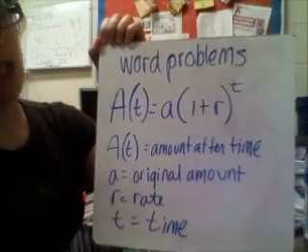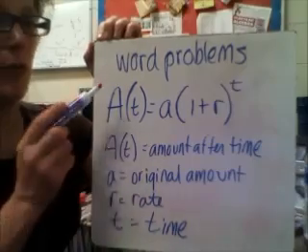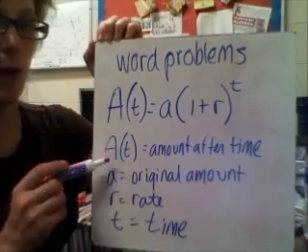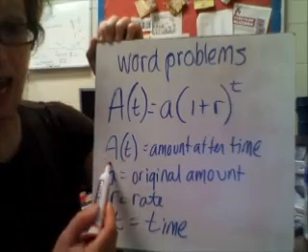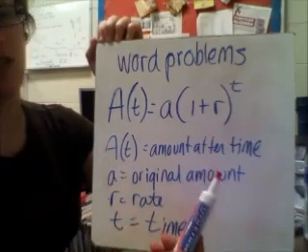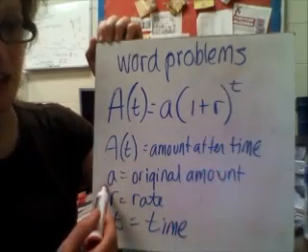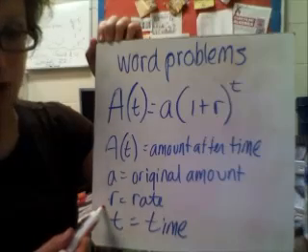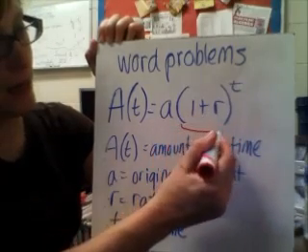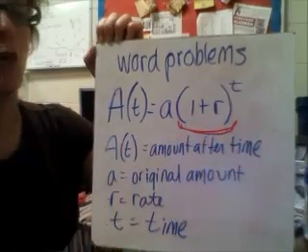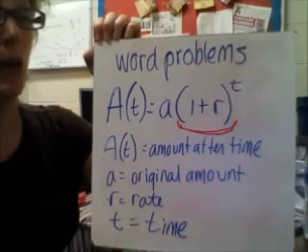You'll get a lot of exponential word problems. You just need to know this formula and what all those letters stand for. Write this down. A_t is the amount after whatever time you're given. Little a is the original amount. R is going to be the rate, and t is going to be the time. Another vocab word you had, this is your growth factor, 1 plus r.